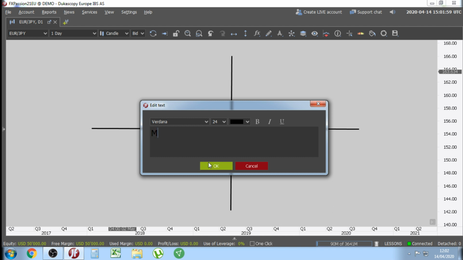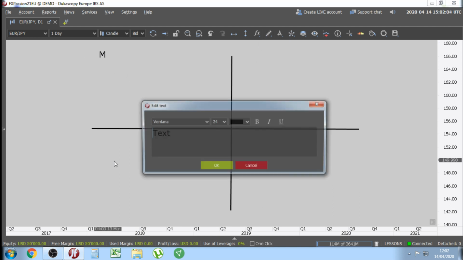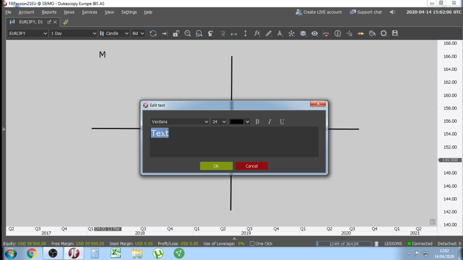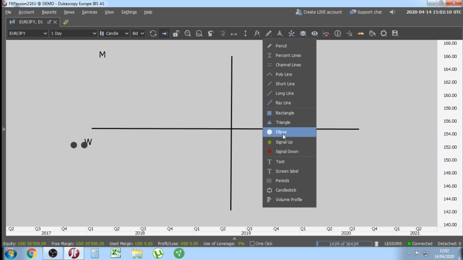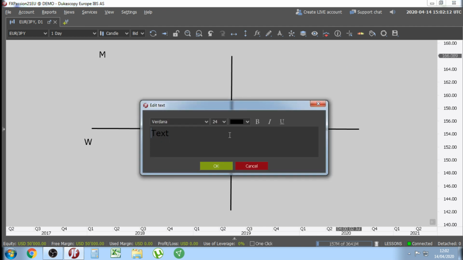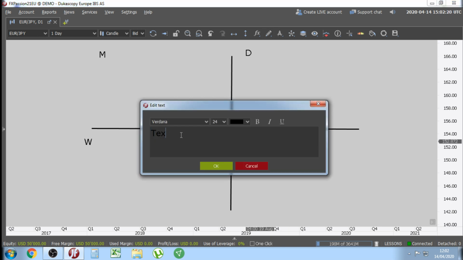So we have the monthly chart on the left upper quadrant, we have the weekly chart in the left lower quadrant, we have the daily chart in the upper right quadrant, and we have these smaller time frames, right? Let's see, 4 hour, 2 hour, 1 hour, whatever.